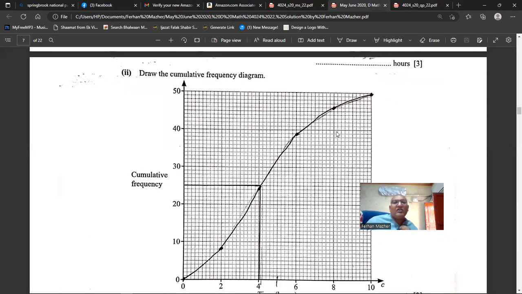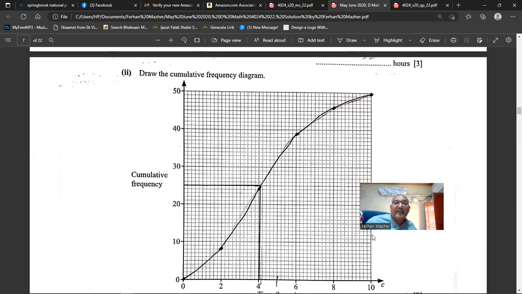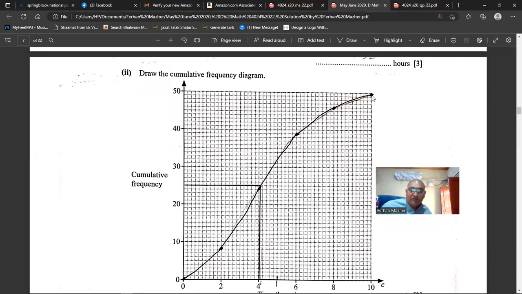At 8 I will put a dot of 46, and then 46 plus 4 gives you 50. At 10 I will put a dot of 50. Then I will join them with a curve, and this is the cumulative frequency diagram. I hope you understand how I have found that.